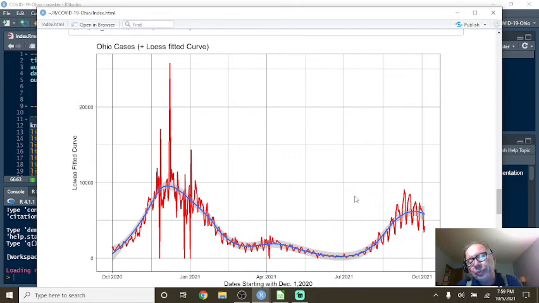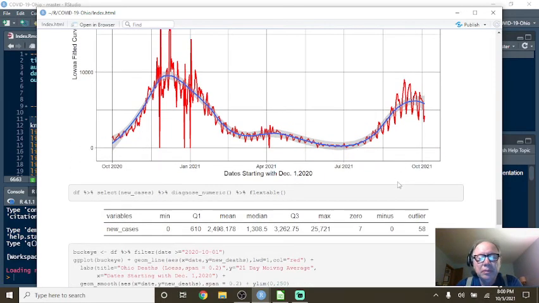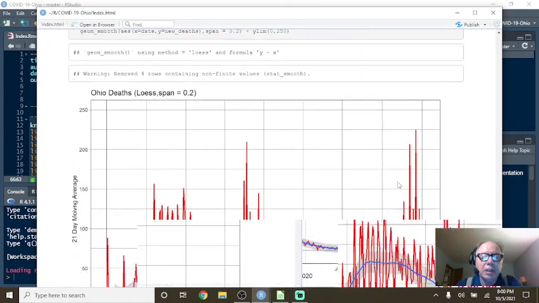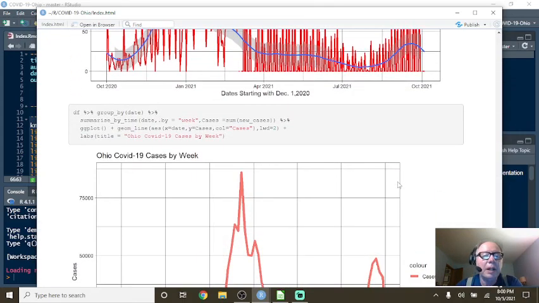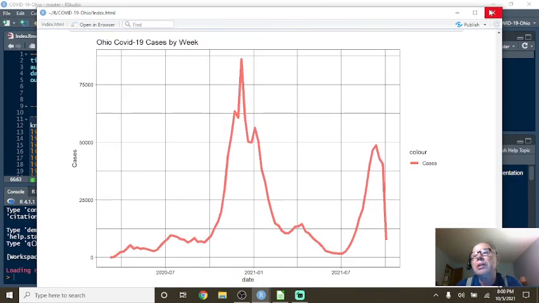Okay, so how many of these people here this year were vaccinated? Summary statistics, that's just deaths. Another way to look at deaths, cases by week, nothing real surprising there.